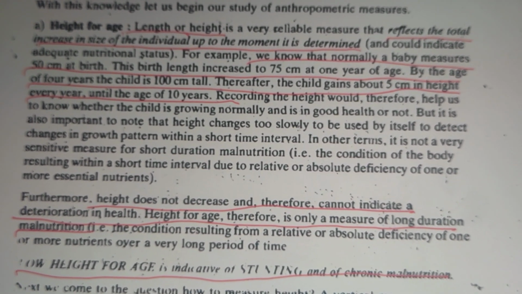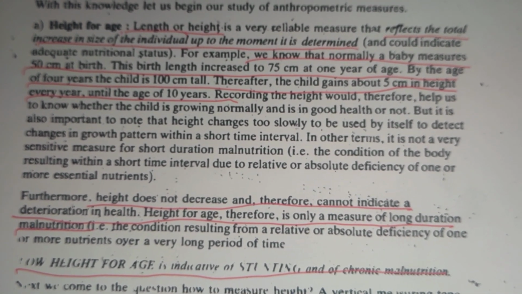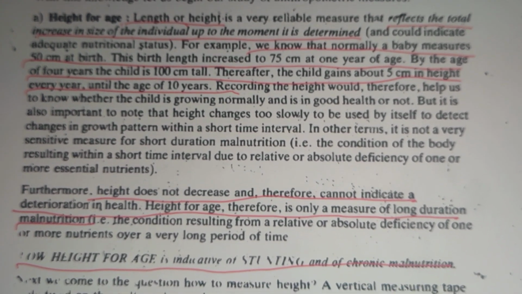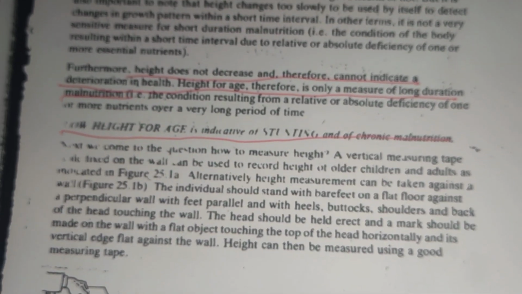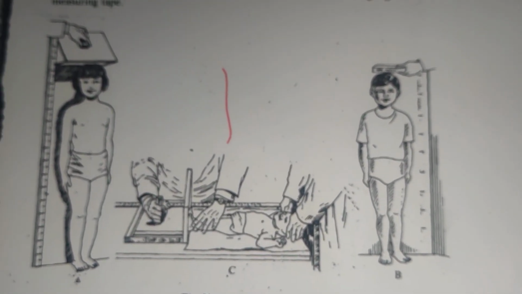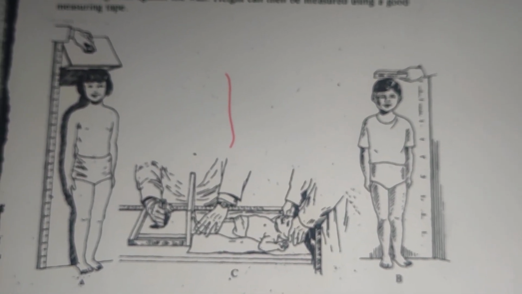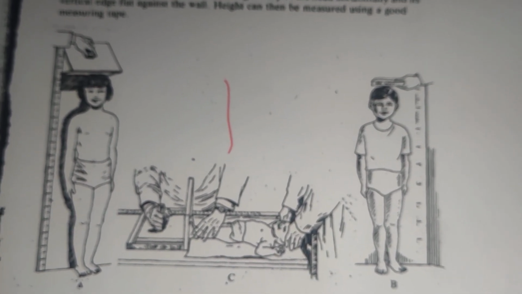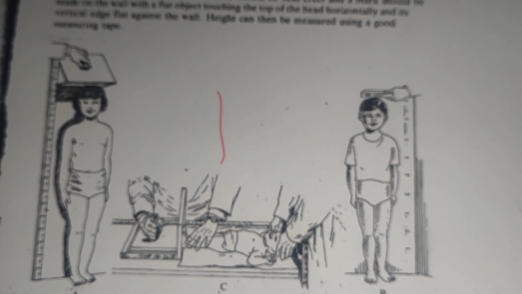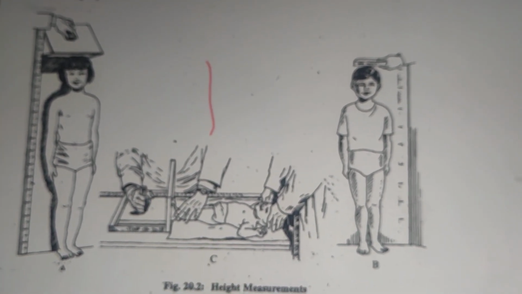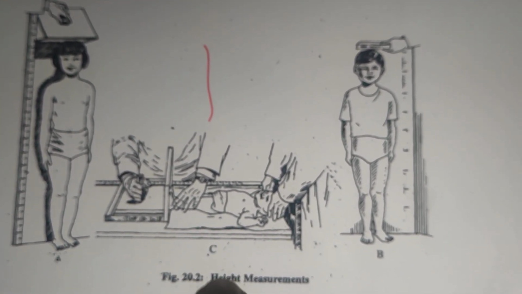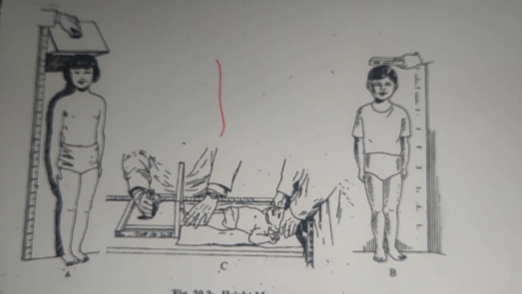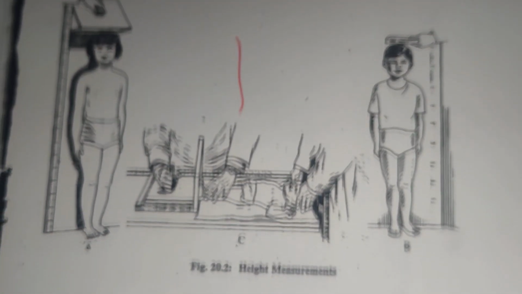And then if there is a low height for age, then it is indicative of stunting or chronic malnutrition. Okay, and this is how you check the height. You can use a normal tape to measure the height, and for babies it is mentioned as length. You will measure with a measuring scale, also called an infantometer.